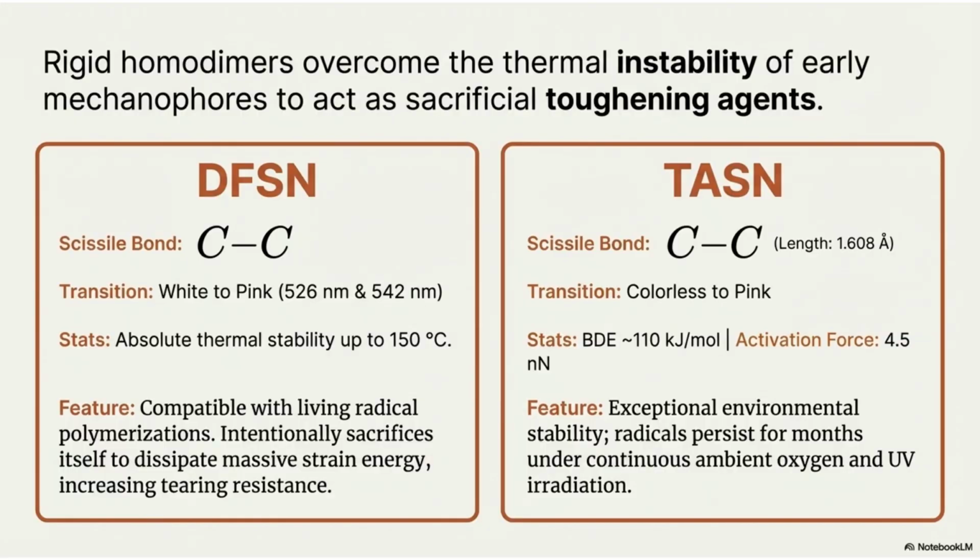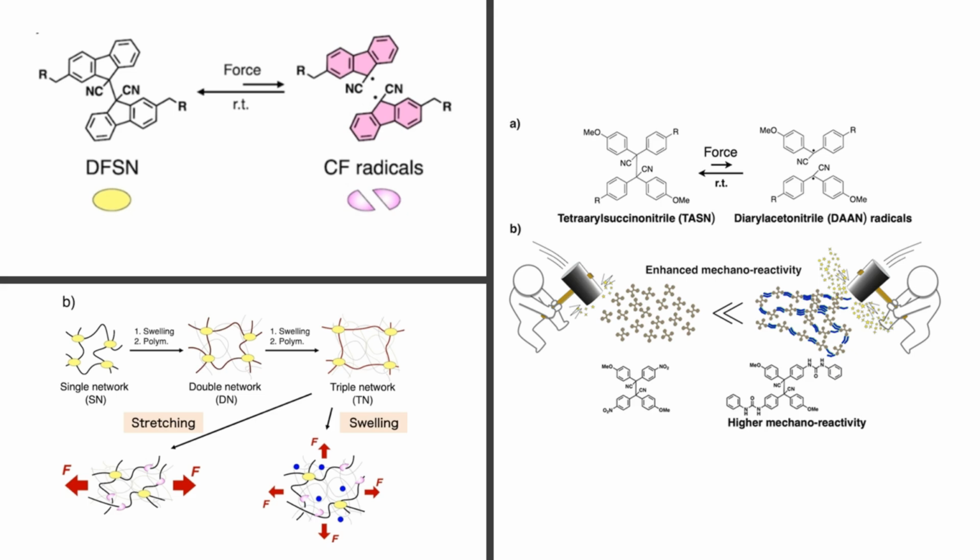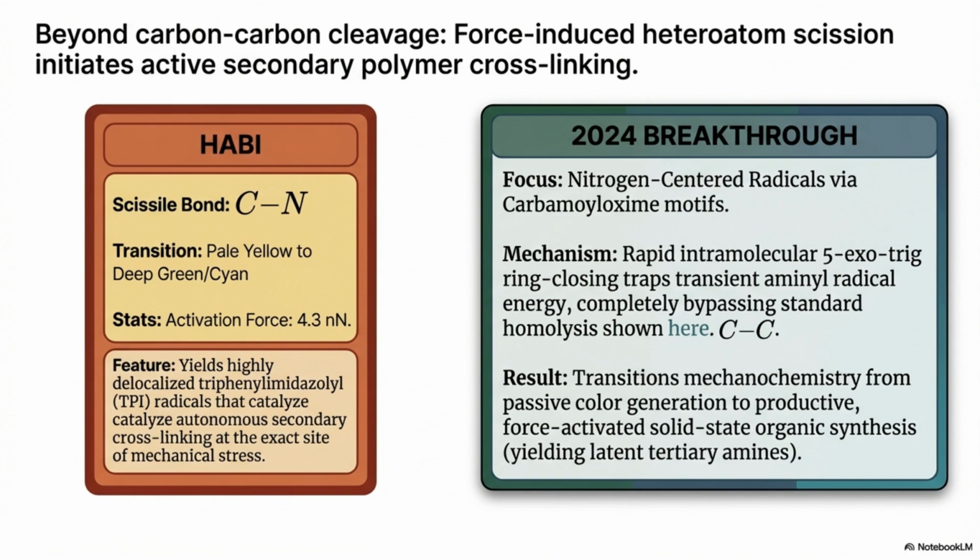Rigid homodimers like DFSN and TAZN overcome the thermal instability of early mechanophores. They act as sacrificial toughening agents, dissipating massive strain energy to increase tearing resistance. These diagrams illustrate the radical formation of DFSN and TASN, as well as the concept of forming double and triple networks to enhance mechanoreactivity. Moving beyond carbon-carbon cleavage, force-induced heteroatom scission initiates active secondary polymer cross-linking.